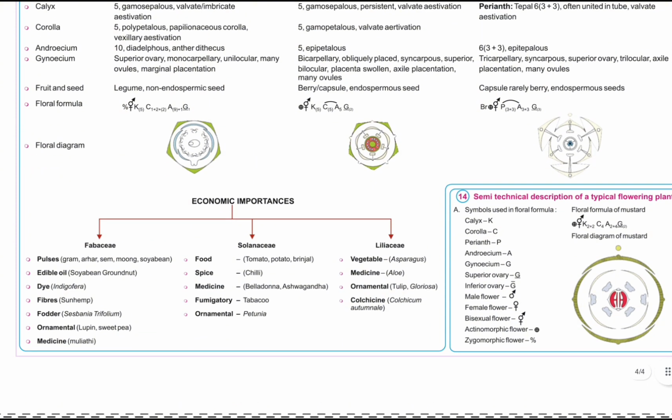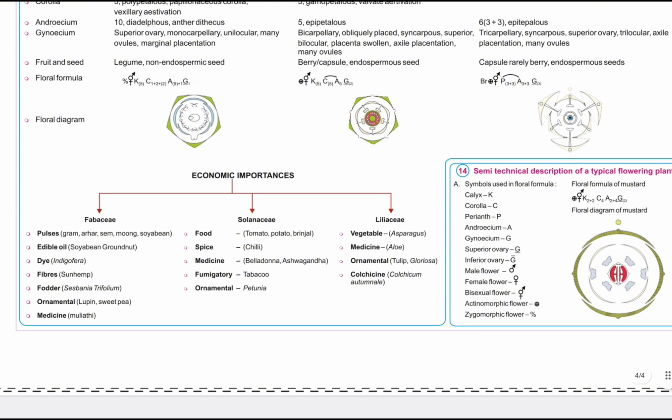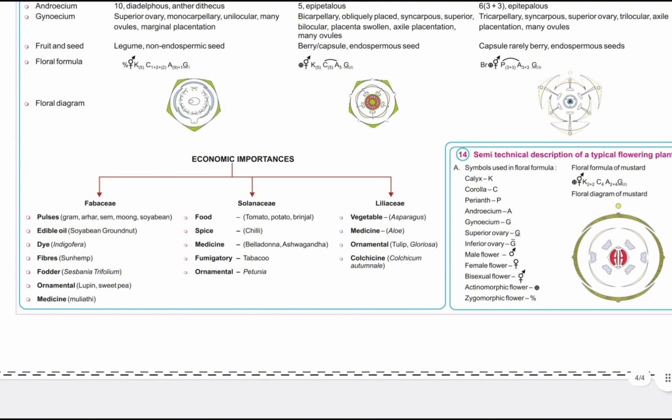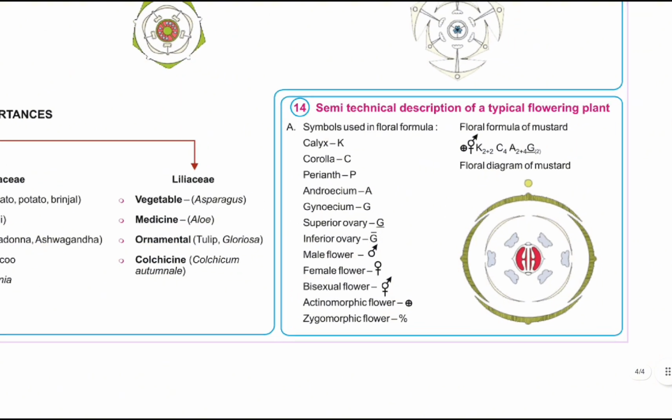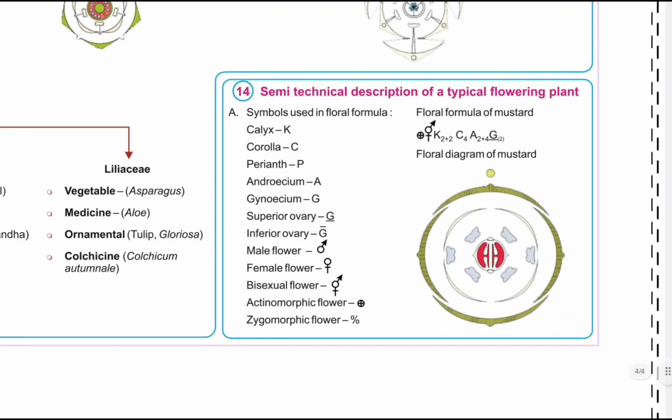Floral formula and floral diagram: observe both of these. Economic importance of Solanaceae. Food: tomato, potato and brinjal; spice: chili. Medicine: belladonna and ashwagandha. Fumigatory: tobacco, and ornamental: petunia. And the semi-technical description of a typical flowering plant.